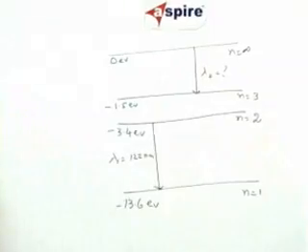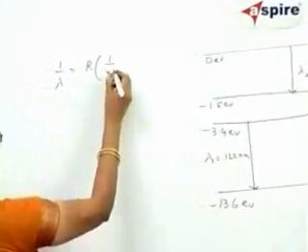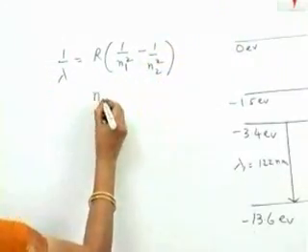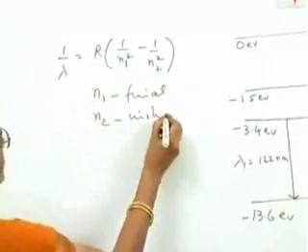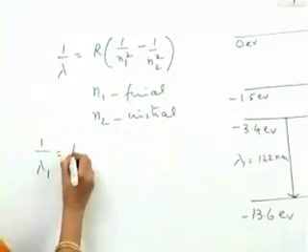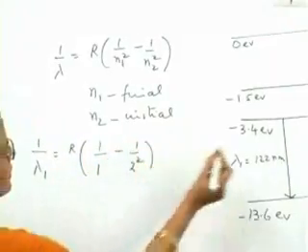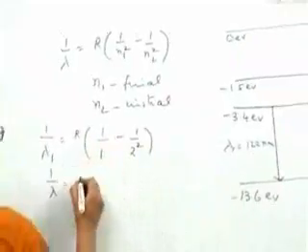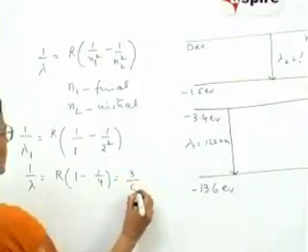The general formula for the spectral transition is 1 by lambda equal to R into 1 by n1 square minus 1 by n2 square, where n1 is the final orbit and n2 is the initial orbit. Okay, now let us write this. 1 by lambda 1 equal to R into 1 by 1 minus 1 by 2 square, 2 to 1. Simplifying, this becomes 1 minus 1 by 4, which is equal to 3 by 4 R.